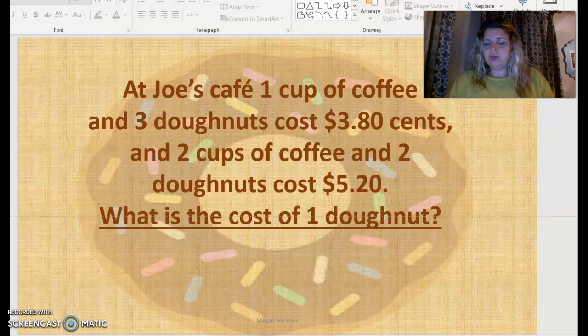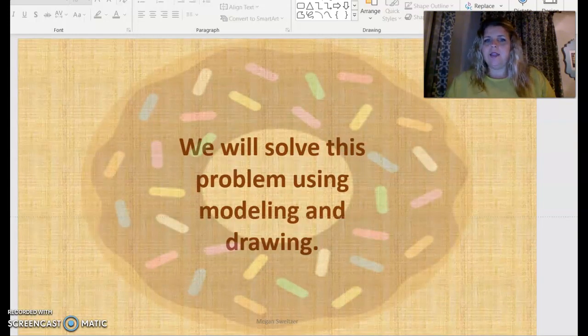Well, also with each problem that we were assigned, we were given a method to solve that problem. And the one I got was we're going to solve this problem using modeling and drawing. Okay, so let's dive into this.